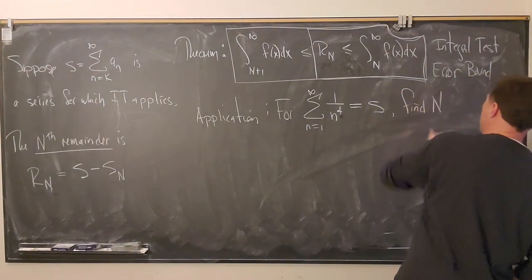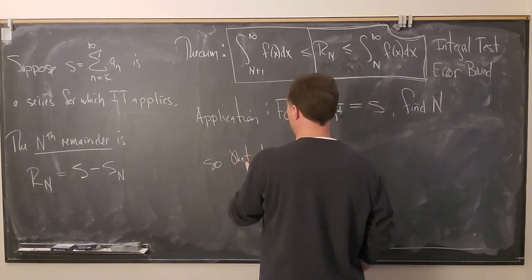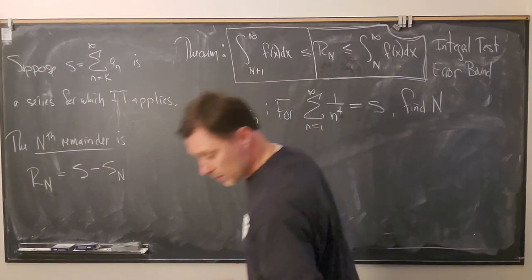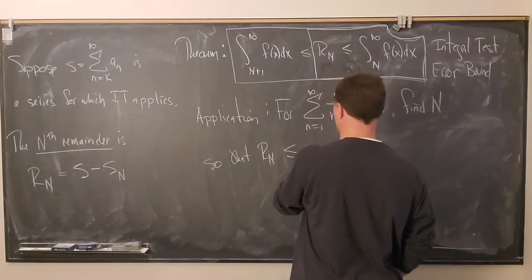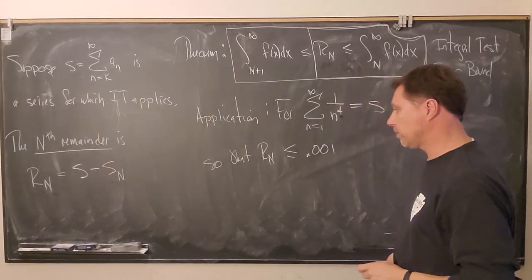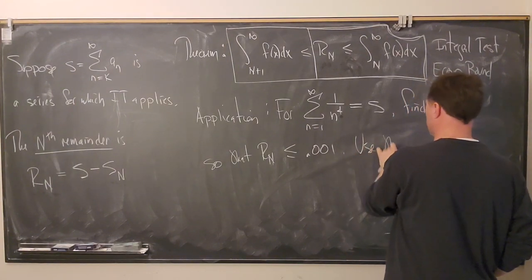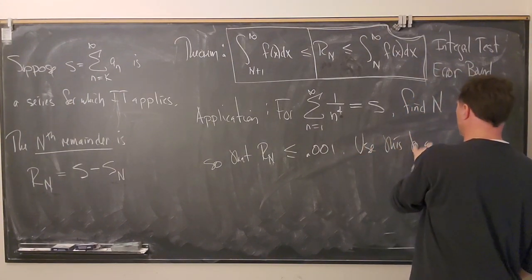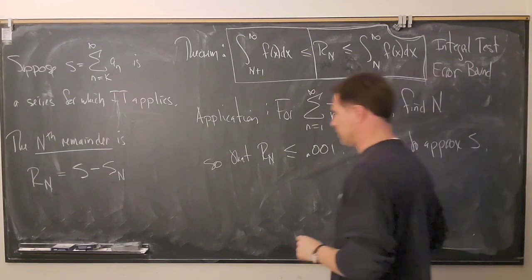What I'd like to do is find n so that r sub n is less than 1/1000th, so less than 0.001, and then use this to approximate the actual sum s.